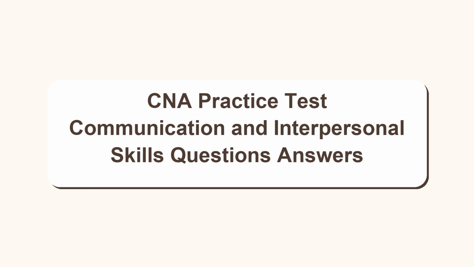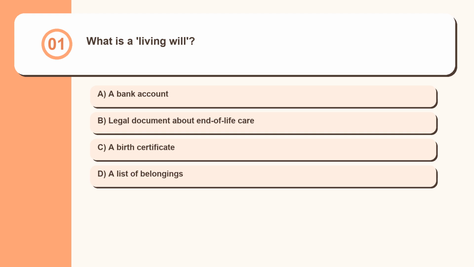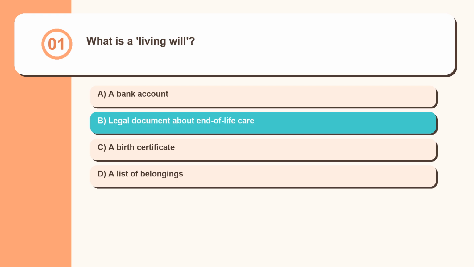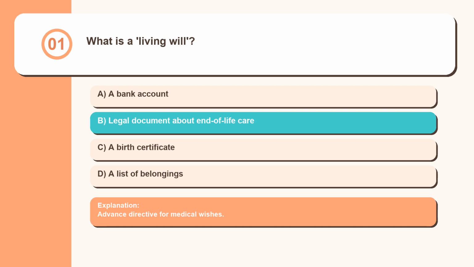CNA Practice Test: Communication and Interpersonal Skills Questions and Answers. Question 1. What is a living will? A bank account. A legal document about end-of-life care. A birth certificate. A list of belongings. Answer: an advance directive for medical wishes.